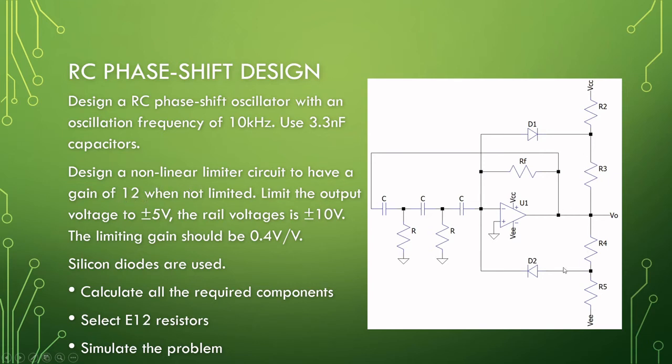And when we limit the output to plus minus 5 volts, assuming a rail voltage of plus minus 10 volts, the limiting gain should be 0.4 volts per volt. Use silicon diodes, calculate all the required components, select E12 values, and simulate the problem. Pause the video and go and do that, and I will be back with a solution in a moment.